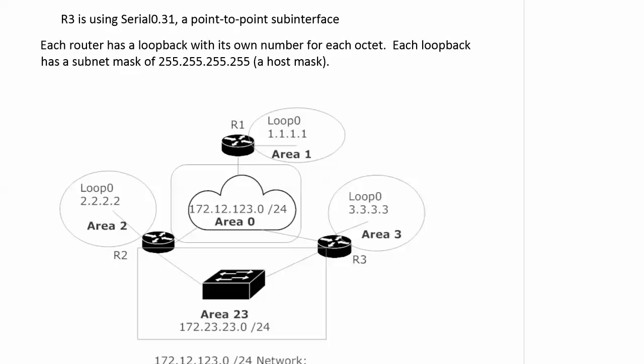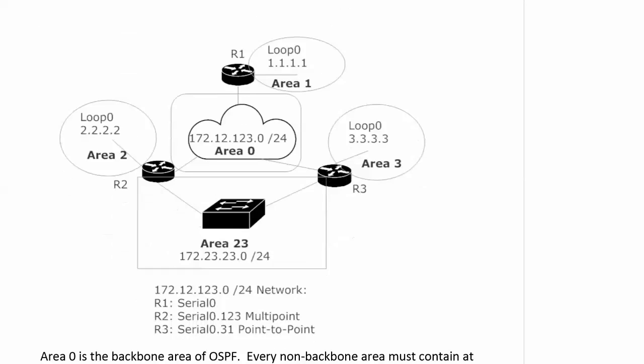And you can see what we're going to build here. We've got area 0, our backbone area, is our NBMA network. So if we don't get that working, we don't have to worry about the other areas, but we'll get it up and running. Area 23 is going to be configured over our Ethernet segment, and each loopback is in its own numbered area, numbered after the router, of course, 1, 2, and 3. We will be taking it one piece at a time, and we're going to get that NBMA network built first.